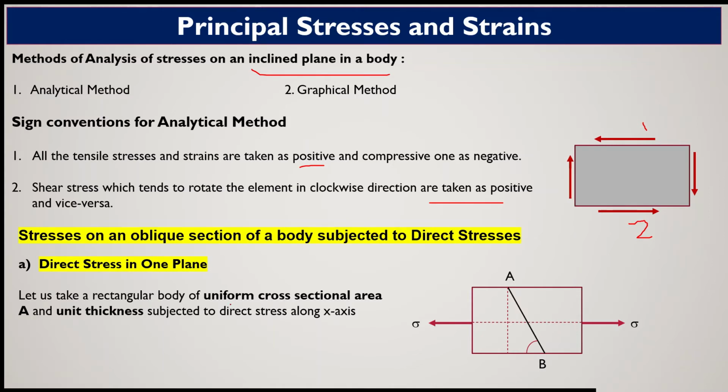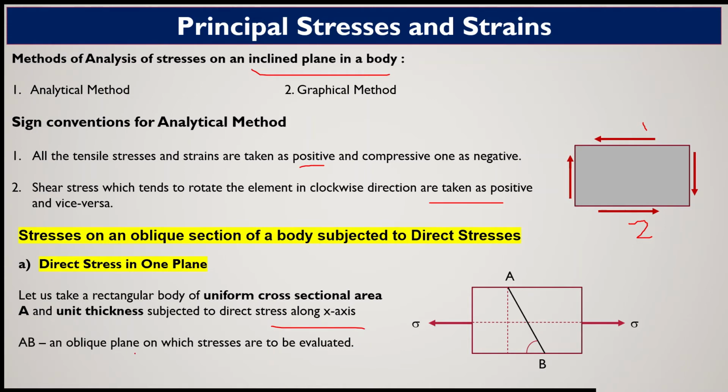So here let us consider this rectangular body. This body has a uniform cross-sectional area A throughout the length, and unit thickness. That means in the other direction the thickness of this body will be 1, unity, subjected to direct stress along the x-axis.